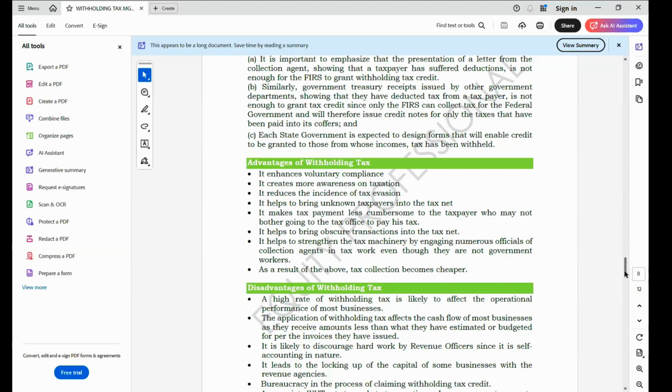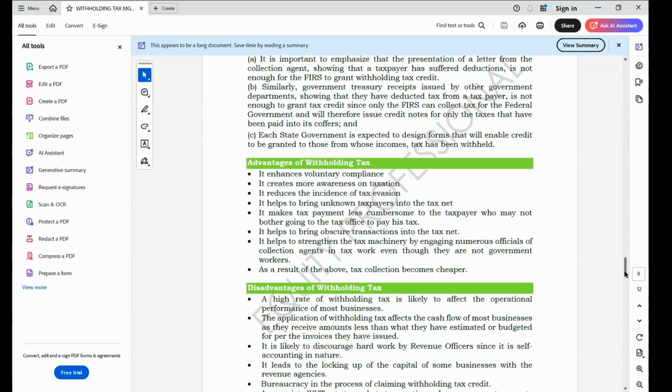It reduces the incidence of tax evasion. Tax evasion is a process that is usually adopted by a taxpayer who voluntarily decides not to pay tax. So a taxpayer may voluntarily decide that they don't want to pay tax.